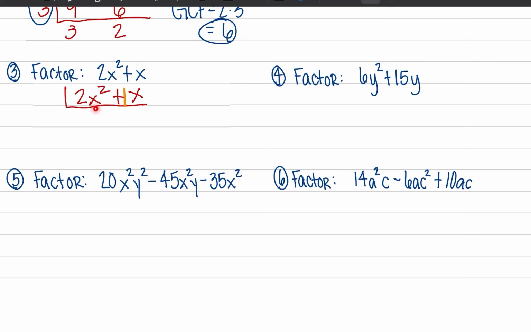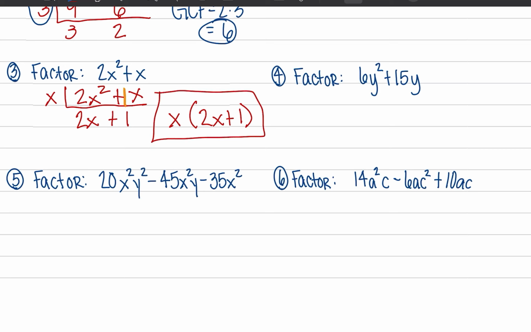And here we have an x squared, and here we have an x. So we can at least divide out an x from both terms. So when I say 2x squared divided by x, I just get 2x. When I say 1x divided by x, I just get 1. So they don't have any other factors in common. X is our GCF. So when I rewrite this expression, I'm going to write it as x on the outside, which is our GCF, and our leftover factors that didn't have anything in common go back inside. So that is our factored expression.